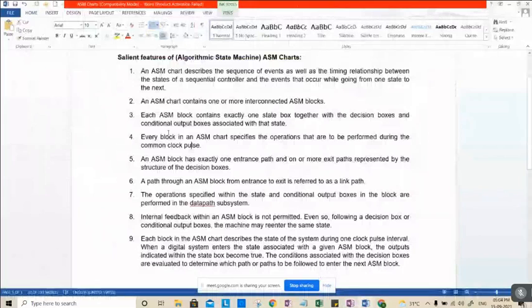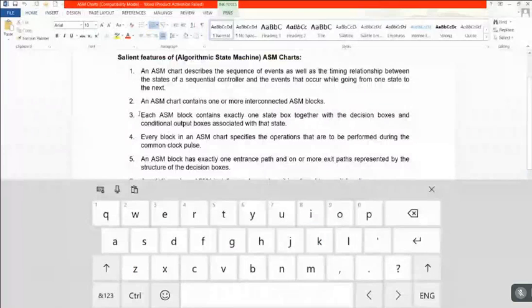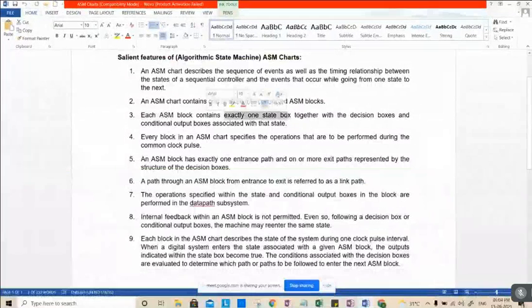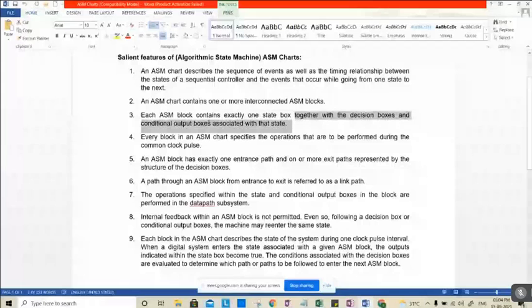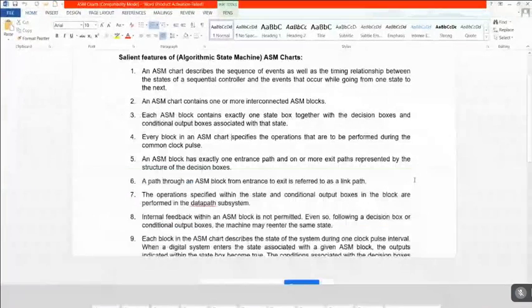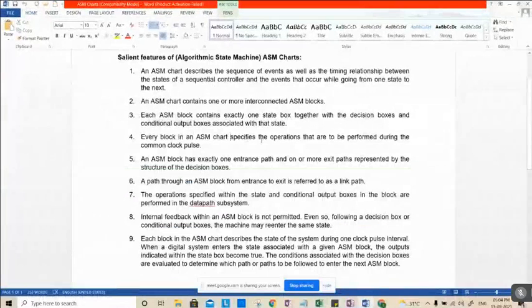So each ASM block contains exactly one state box together with the decision boxes and conditional output boxes associated with that state. Right. So every ASM block in an ASM chart specifies the operations that are to be performed during the common clock cycle.